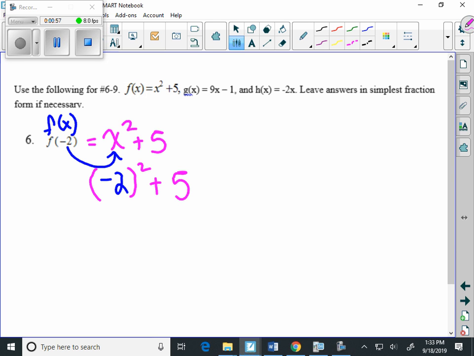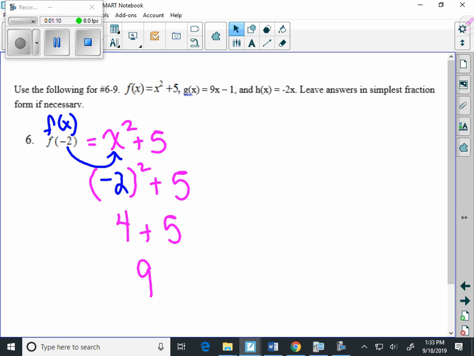Use your calculator if you need to, but you need to have parentheses around the negative 2, because negative 2 squared is actually 4, plus 5. And our final output on number 6 is 9.